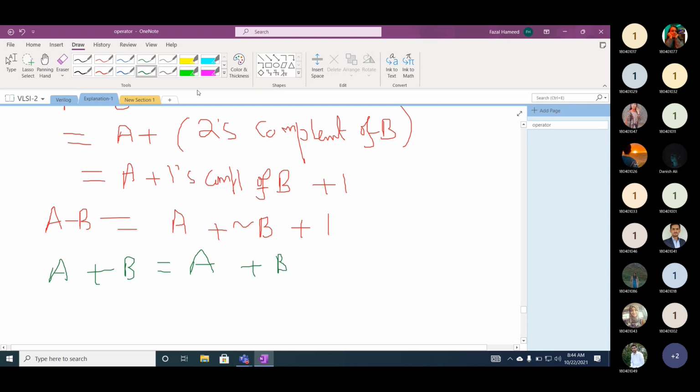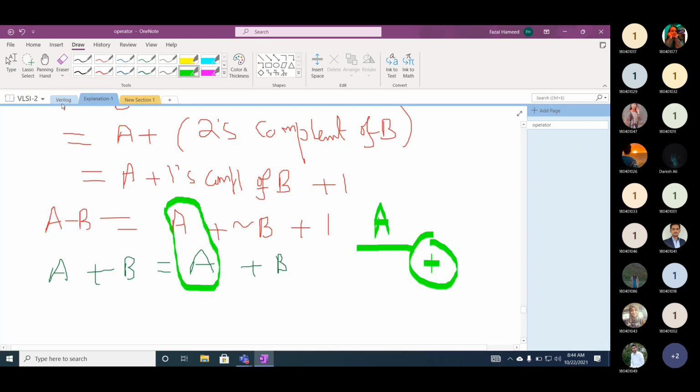If you look at both of these expressions, which one is common? A is common. And B plus 1, so it means that A is common. So we need an adder where A is common. And for B, we can use a mux.